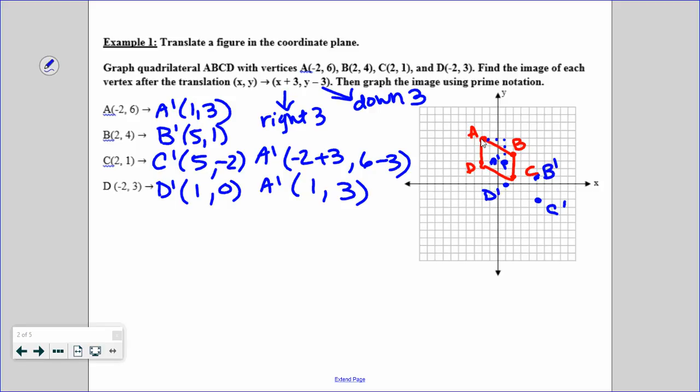And then we usually use a dotted or a dashed line for that image. Now, you don't have to use two different colors. Sometimes it helps just so that you can see a little bit more clearly which one is the pre-image and which one is the image. But this is how you would go about translating a figure. So again, you can either plug it into X and Y, or you can count right 3 and down 3 for every point. So if I look at my coordinates, they've all moved right 3 and down 3. So 1, 2, 3, 1, 2, 3.